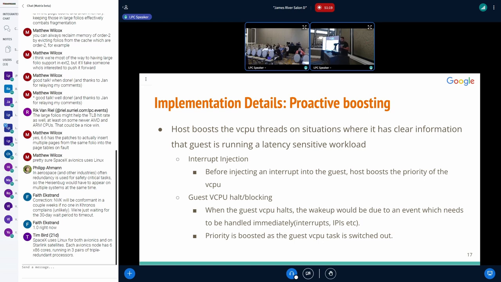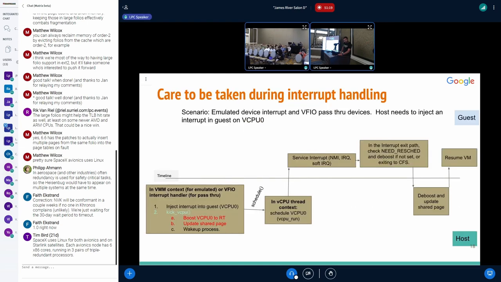Another case where we do this kind of proactive boosting is when the guest vCPU halts. When it halts, we know that when the vCPU resumes, it's resuming because it's running an interrupt handler or something like that, or an IPI handler, and so we know that is important. This is a very clever idea Vineeth came up with: let's just boost it when we go idle and halt, because we know it's not running anyway when it's idle. Let it stay boosted, and then we don't have to boost it when we wake it up. Did I miss anything?